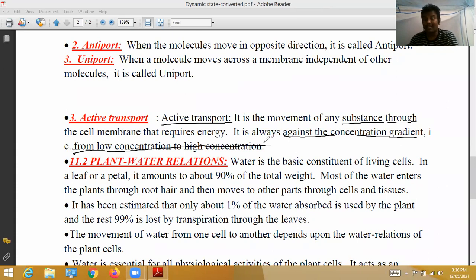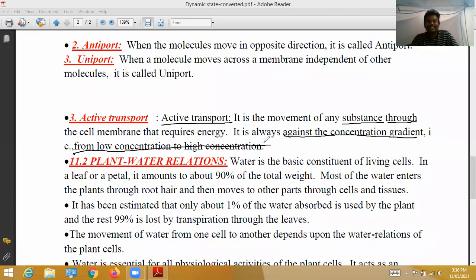It always occurs against the concentration gradient. Against the concentration gradient means from low to higher concentration. If we want to send any molecules from lower concentration to higher concentration, we have to provide additional energy. That energy in our body and in plants is ATP. For example, with an overhead tank, the motor pumps the water up to the overhead tank. So the motor provides energy.